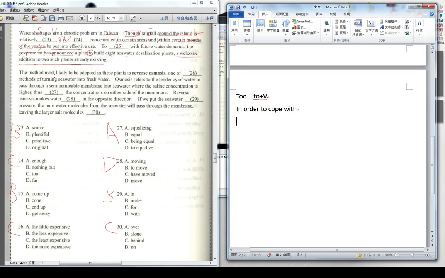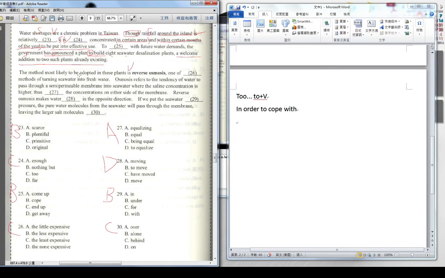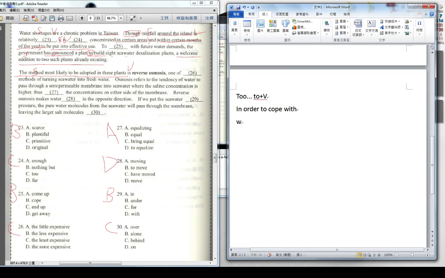The method most likely to be adopted in these plants is reverse osmosis. Okay, so this is the verb, and this whole sentence is a subject. The method is the subject. The method is osmosis. And what kind of method? The method which is most likely to be adopted. So we delete "which" and "is" because 关系代名词加 be 动词，我们可以把它省略掉。So the method most likely to be adopted in.